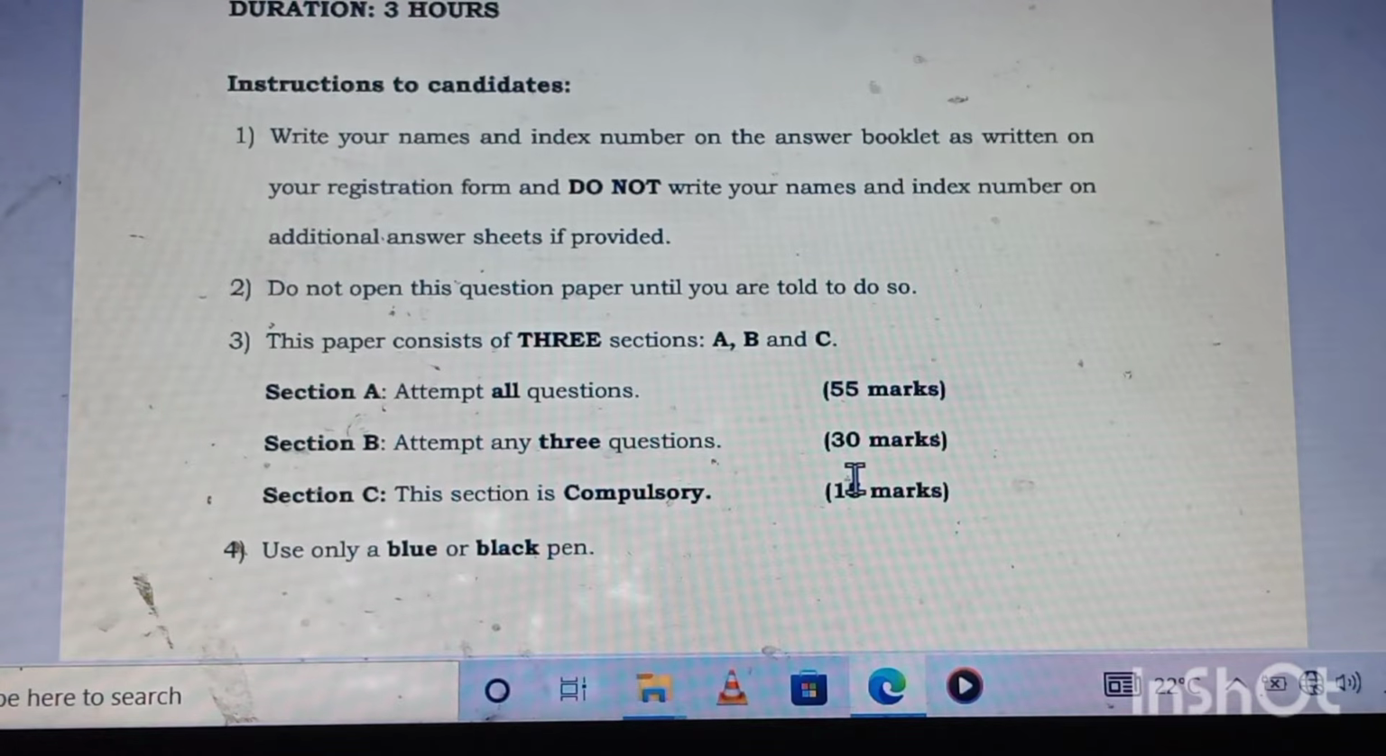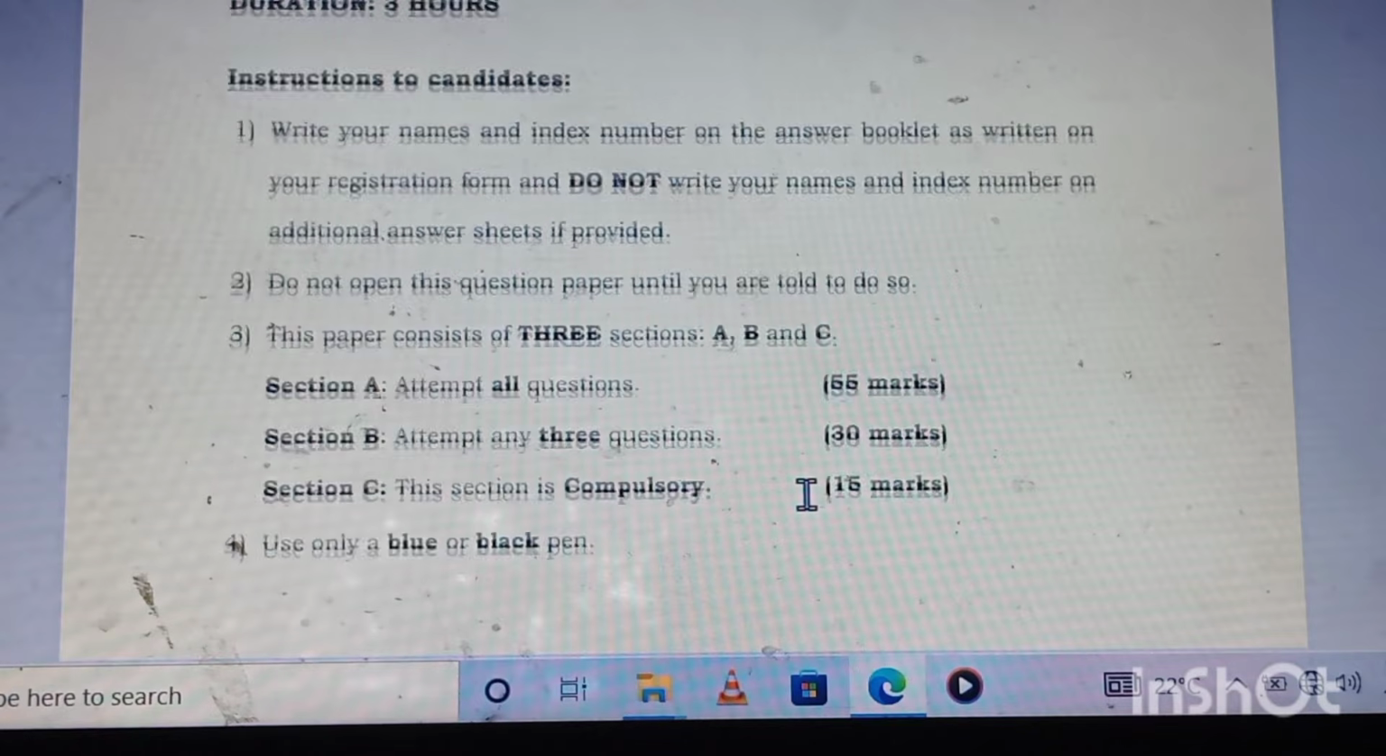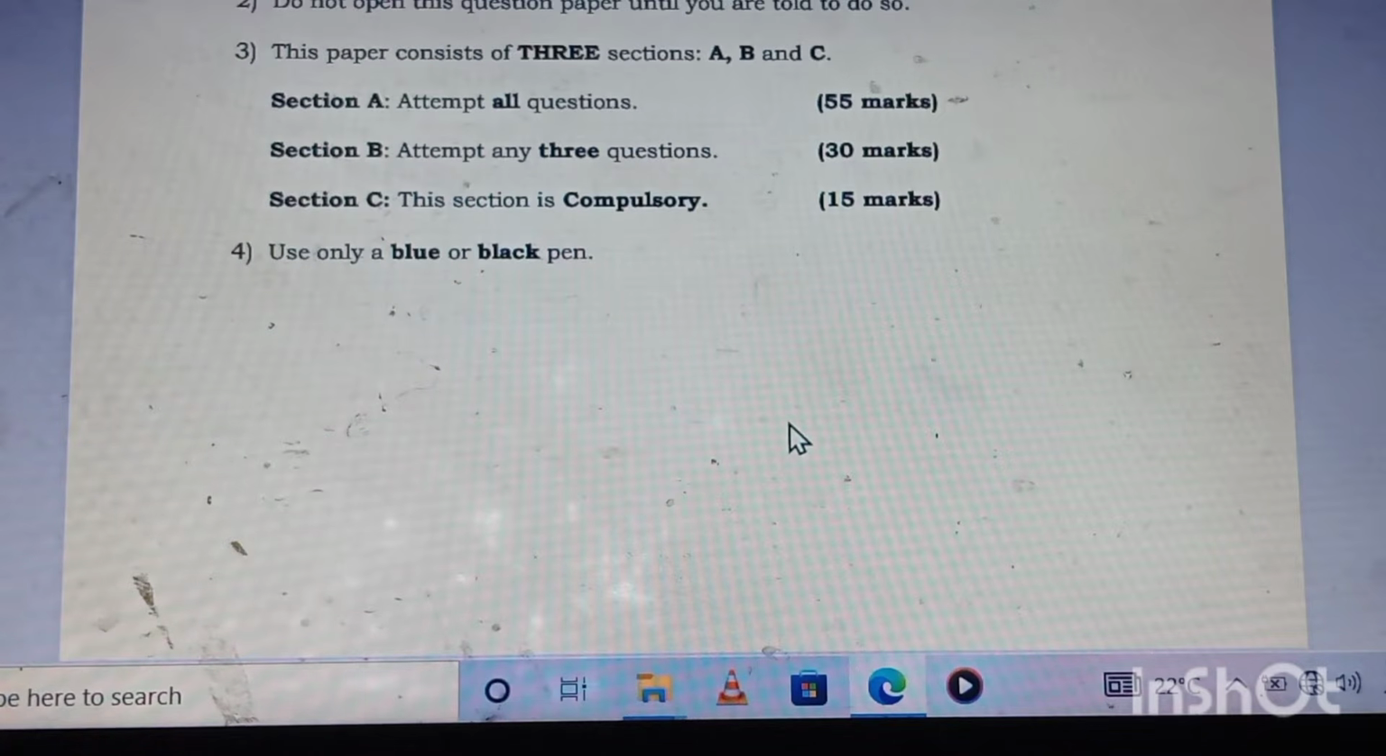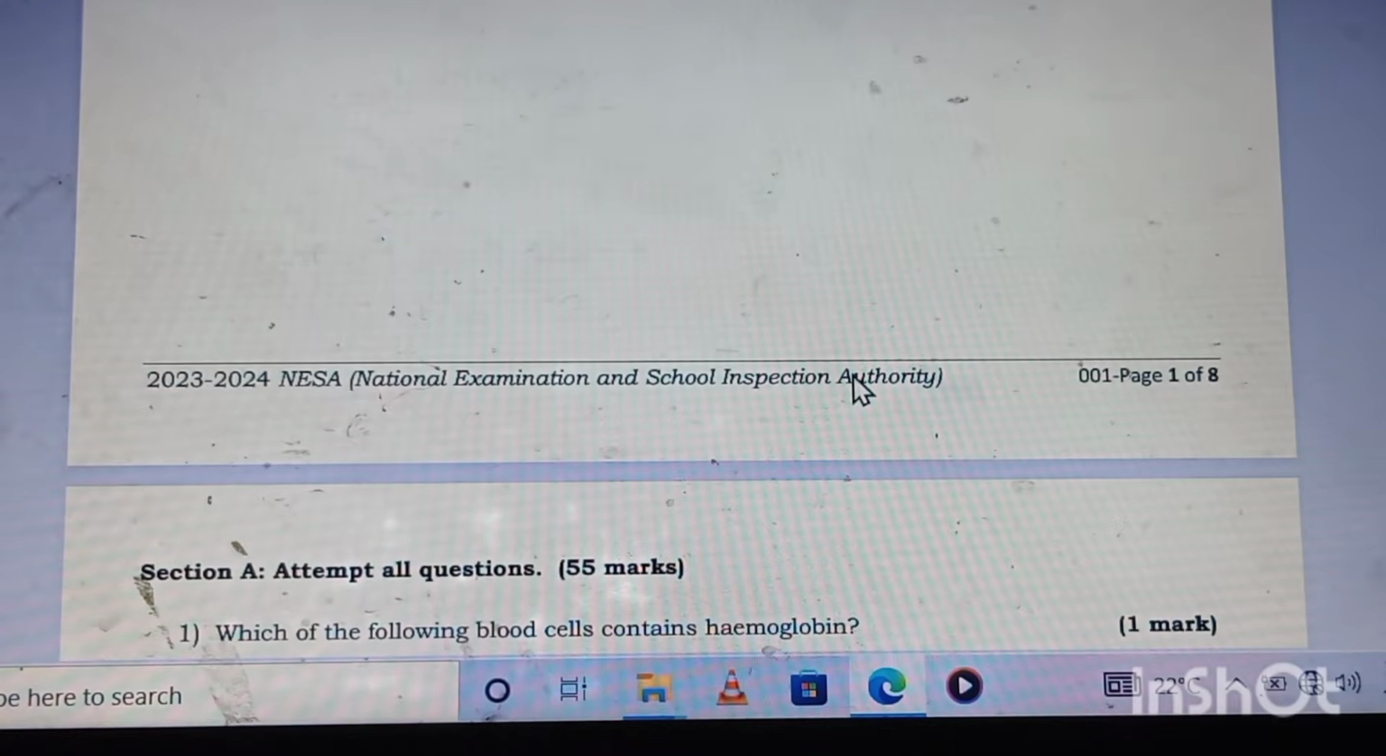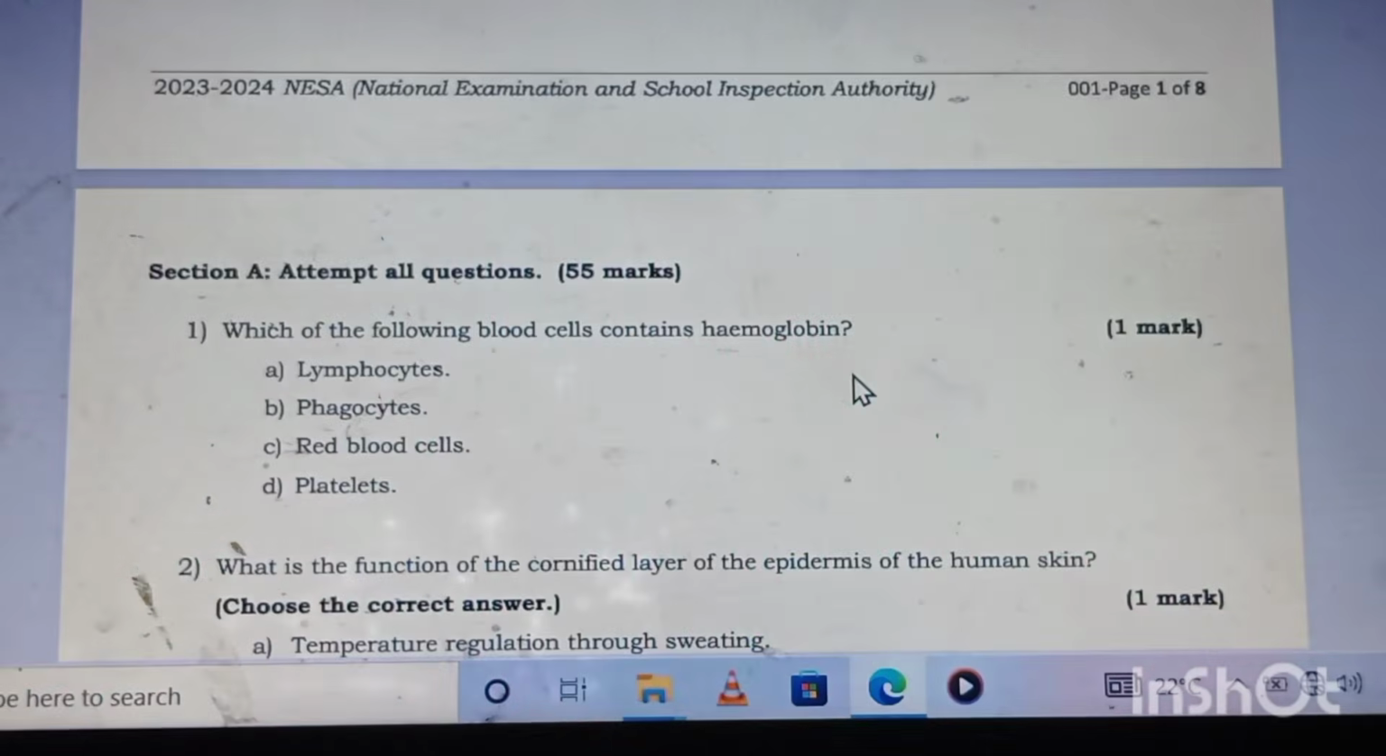This paper consists of three sections: Section A, Section B, and Section C. For Section A, you attempt all questions. Section B, you attempt 3 questions. Section C is compulsory and contains only 1 question. Use only a blue or black pen. So let us start.